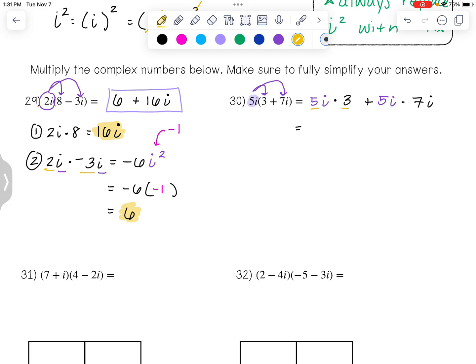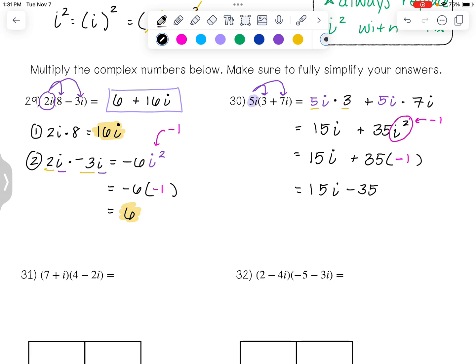So 5 times 3 is going to give me 15. I'll bring the i down. 5 times 7 is 35, and i times i is i squared. Then all we're going to do is whenever we see i squared, we're going to replace it with that -1. So we're going to get 15i plus 35 times -1. So we're still going to have 15i, and 35 times -1 is just -35.